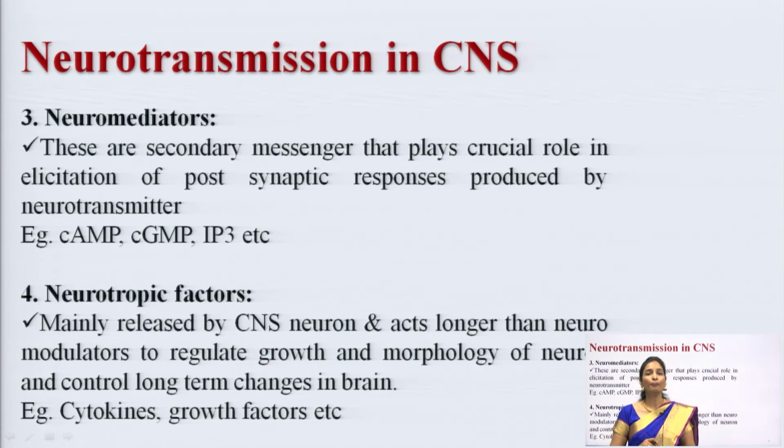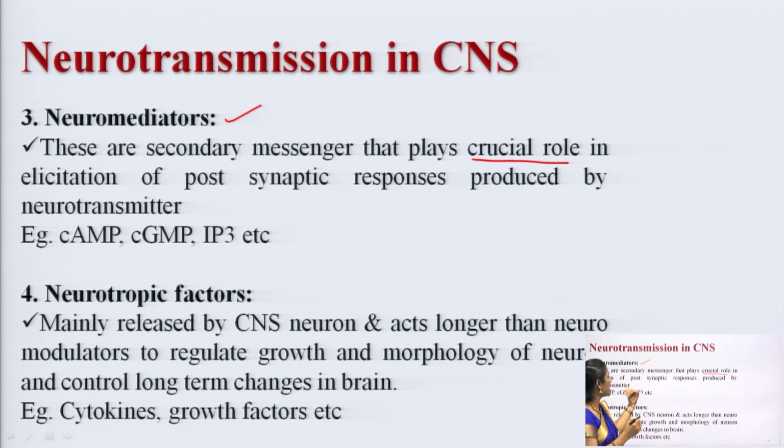Okay. Next one, neuromediators. What are neuromediators? Neuromediators are substances which are released with the neurotransmitters and elicit its response. For example, cyclic AMP, cyclic GMP, inositol triphosphate. These are the neuromediators. Neuromediators are also called secondary messengers, which play a very crucial role. They show their action on the postsynaptic neuron when released by the neurotransmitter. What are the secondary messengers? Cyclic AMP, IP3; these are the secondary messengers.